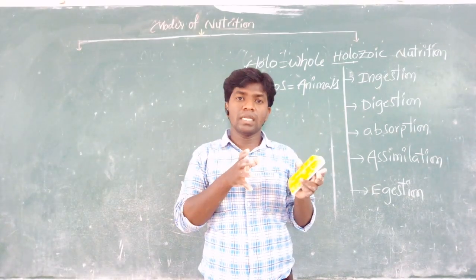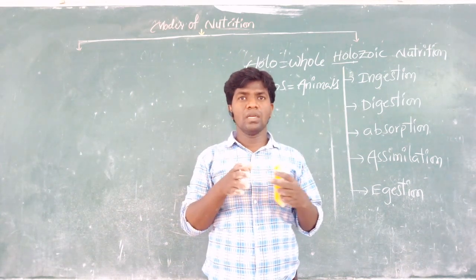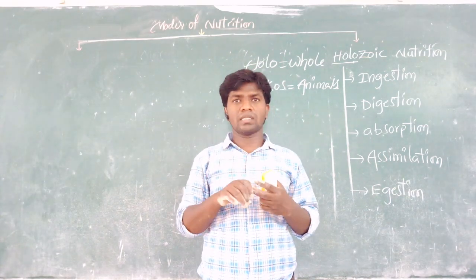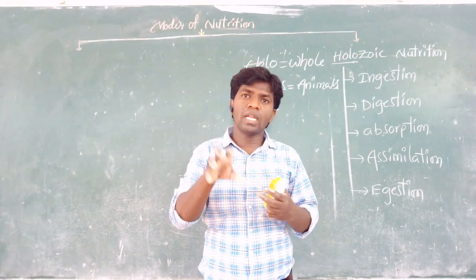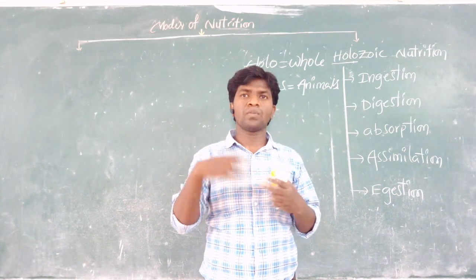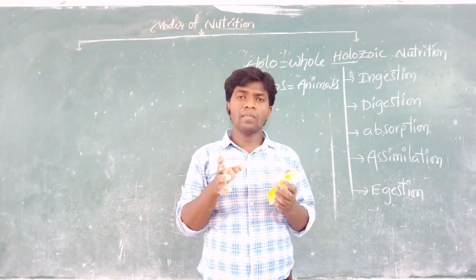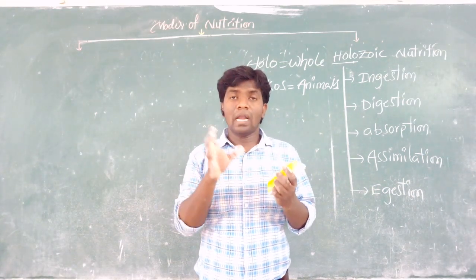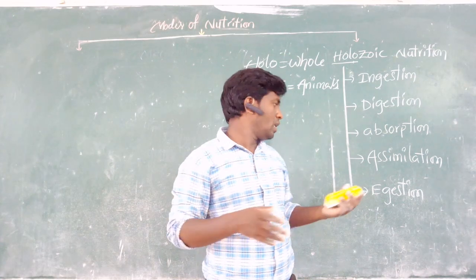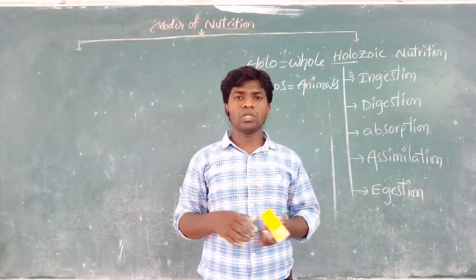And next, assimilation. In assimilation, the nutrients are converted into fluid-like substances. After completion of digestion, all the nutrients are converted into fluid-like substances. These are mixed with blood, and the blood supplies the food materials, the nutrients, to the various parts of the body. And finally, egestion: after completion of digestion, the unwanted, undigested food is removed from the body. So this is about holozoic nutrition.